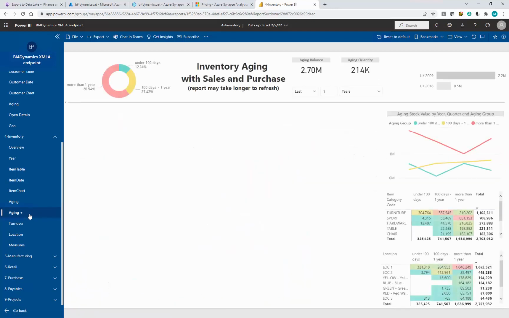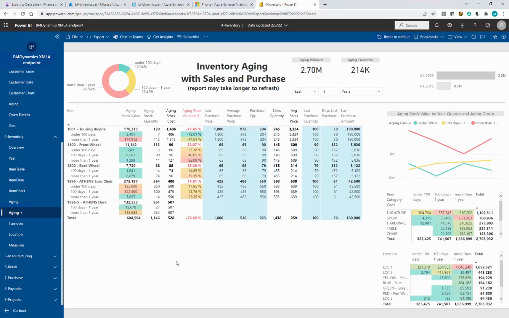And furthermore, we can look into it like this, where we would say, do we have a problem or not? So what we have is the aging buckets for an item, where aging buckets are here. A few items, 3 items are under 100 days, which is fine. 99 items are not moving 100 days to a year, and 11 more than a year.